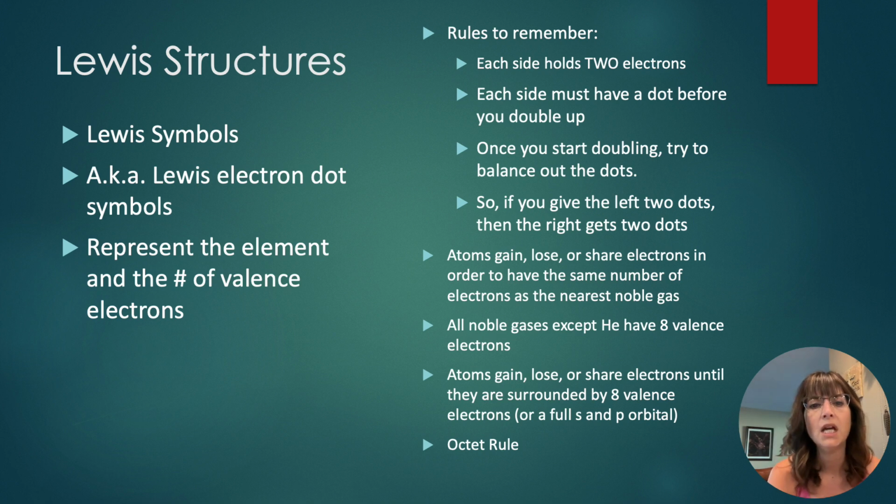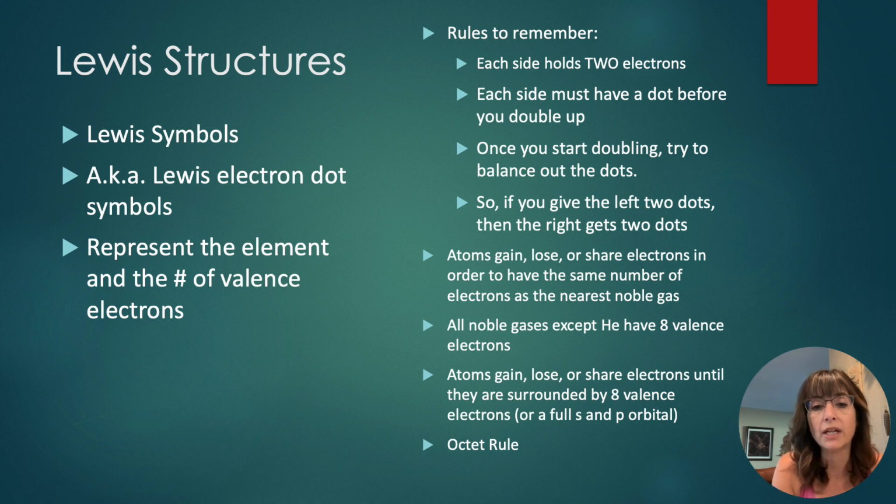Use your brain. Atoms are going to gain, lose, or share electrons in order to have the same number of electrons as the nearest noble gas. So sodium, all it needs to do is get rid of 1 electron, and it's going to be like a noble gas. Fluorine wants to gain 1 to act like a noble gas, so keep that in mind. All the noble gases have 8 valence electrons except for helium. He only has 2, but that outer energy level is full. So once helium has 2, it's like a hotel. No vacancy, there's no more room.